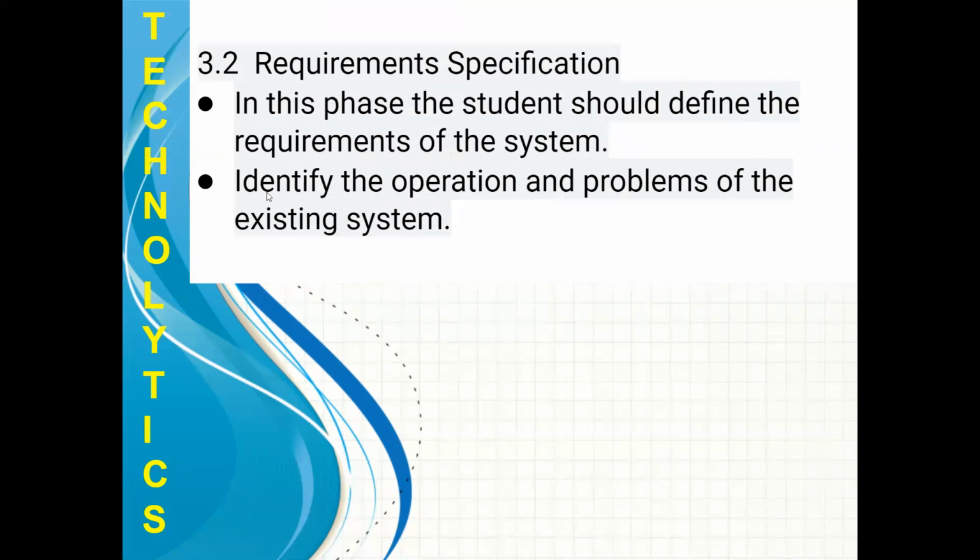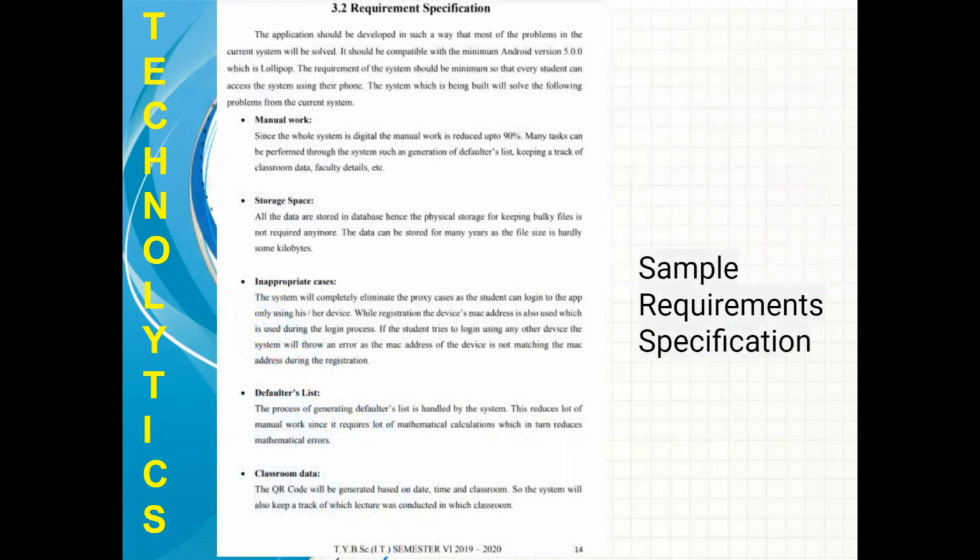Okay. Let's understand this. In this phase, the student should define the requirements of the system, identify the operation and problems of the existing system. So whatever problems we understood in 3.1, now we have to find the solution for it through the requirement specification. So let's understand the sample of requirement specification.